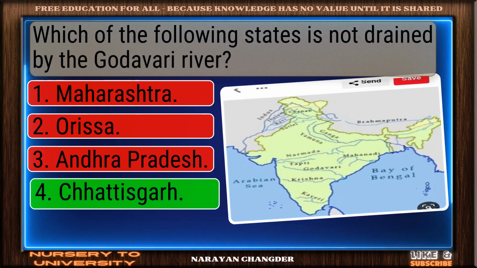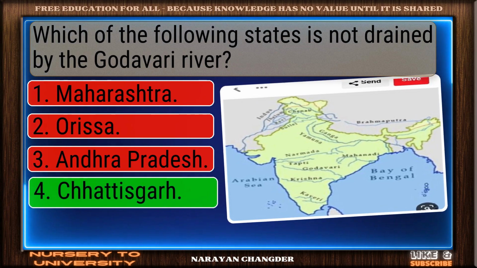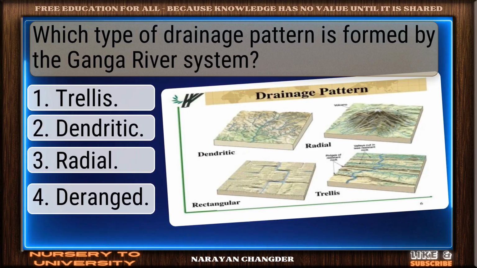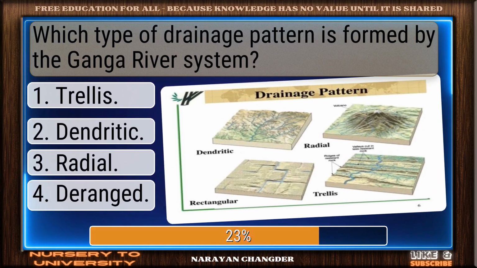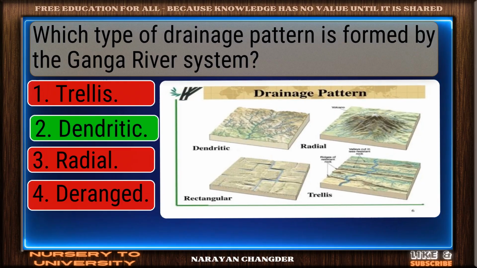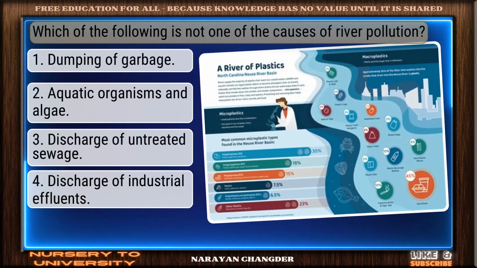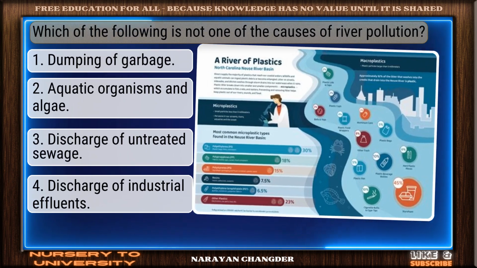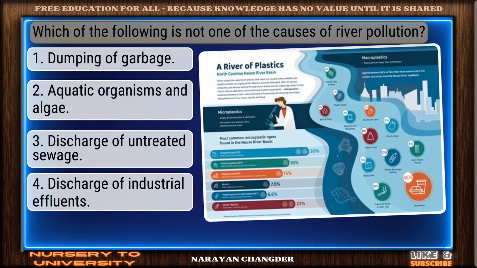Clear logic. Your choice Chhattisgarh is sound and 100% true. Question number 73. Which type of drainage pattern is formed by the Ganga river system? Right choice. Dendritic is the best answer. Question number 74. Which of the following is not one of the causes of river pollution?